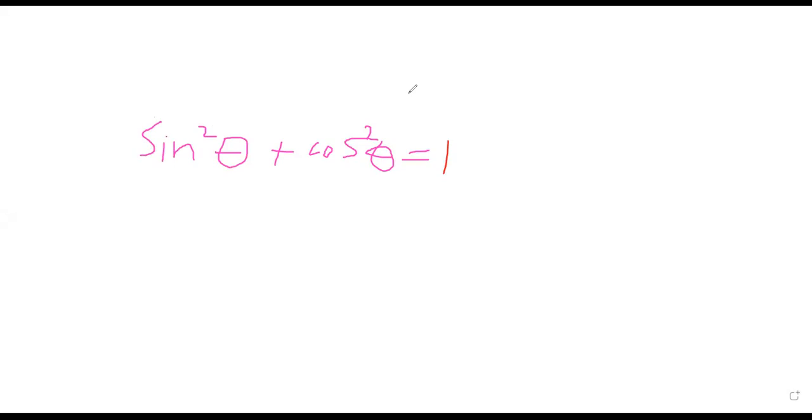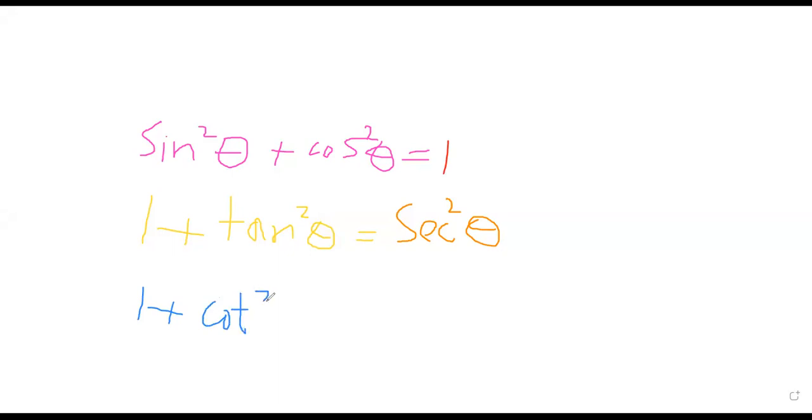Similarly, if I write 1 plus tan square theta, this will be equal to secant square theta. Similarly, the third formula: 1 plus cot square theta, this will be equal to cosecant square theta. These are some of the fundamental identities.